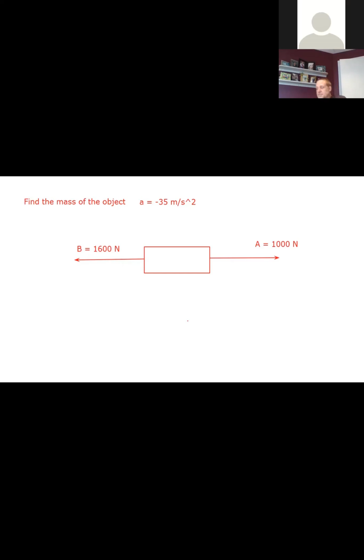And our goal here is to find, oh, this isn't going to work. Sorry. Find the mass of the object. My bad. This has to be different. This can't be 600. This has to be 1,600. All right, so you try this at your seats and give me a thumbs up when you get it right.